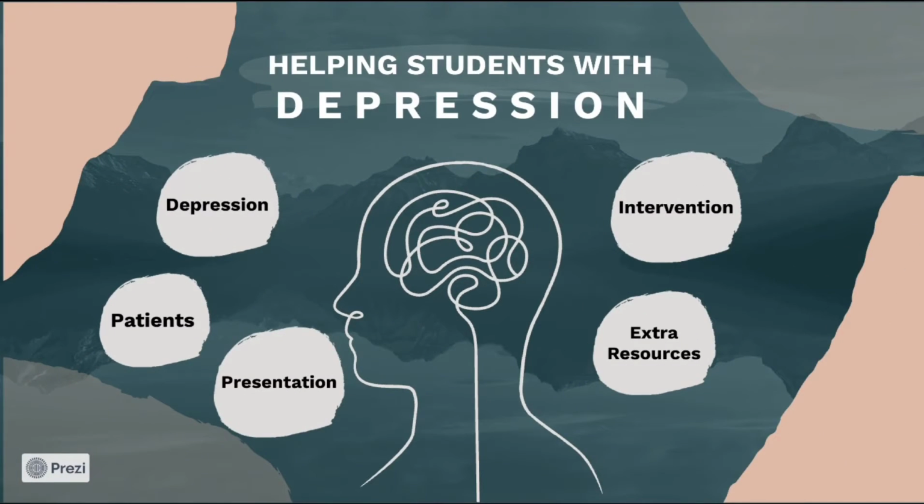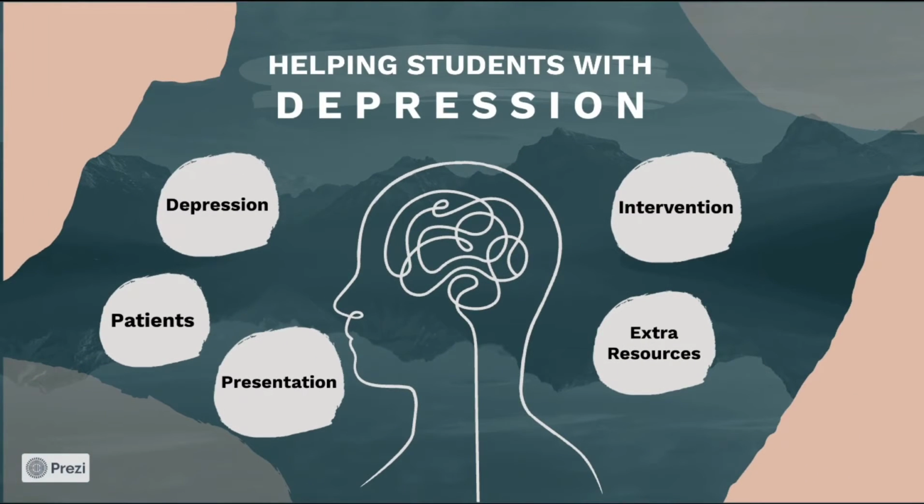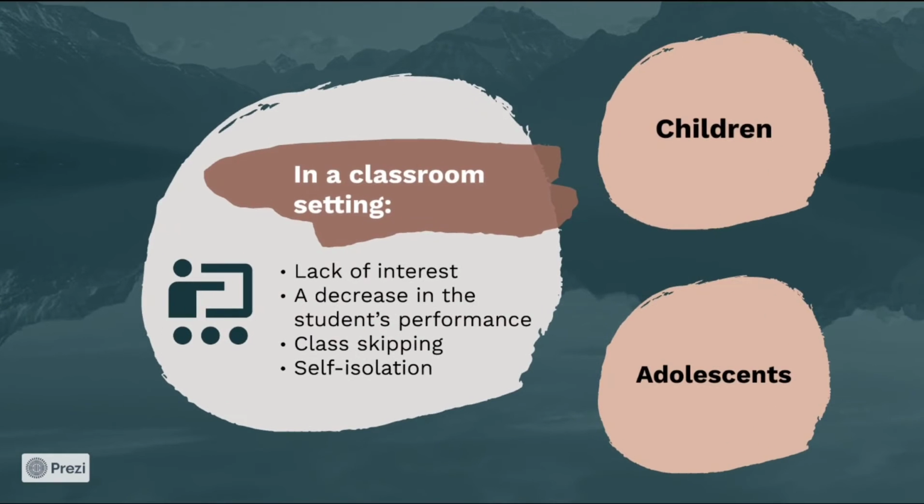Depressed patients can display symptoms at any age. However, the symptoms can vary according to the developmental stage, resulting in differences in the way depression manifests itself in patients. Now, which are the most common signals presented in a classroom setting? We can notice a depressed student if they show lack of interest, a decrease in performance, class skipping, and self-isolation. Now let's see the symptoms in children.